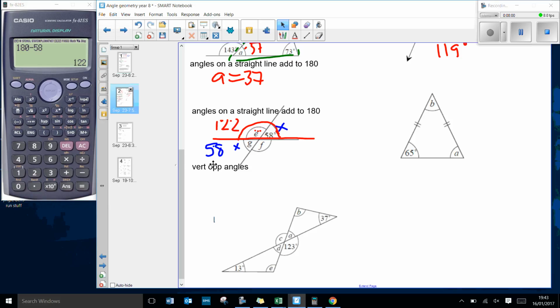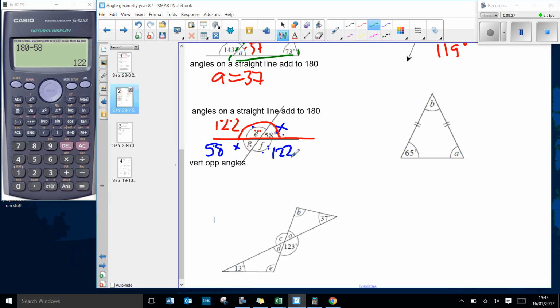Now you have a choice here with angle F. You can either say that it's vertically opposite to angle E, or you can say it's on a straight line with this 58, so you can choose whichever one you want, but I know that it is 122 degrees. Okay, so I'm going to leave that blank with the angle E's, and you can choose which one you would prefer.